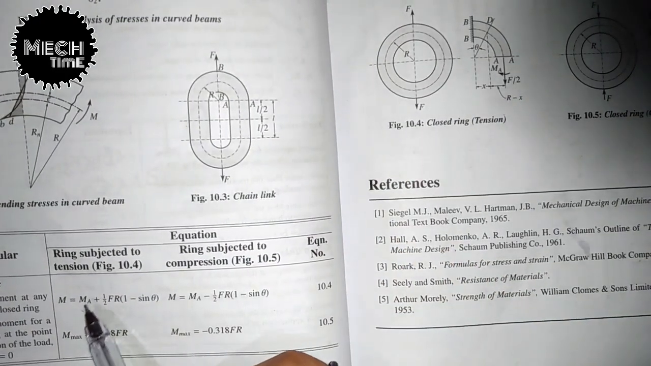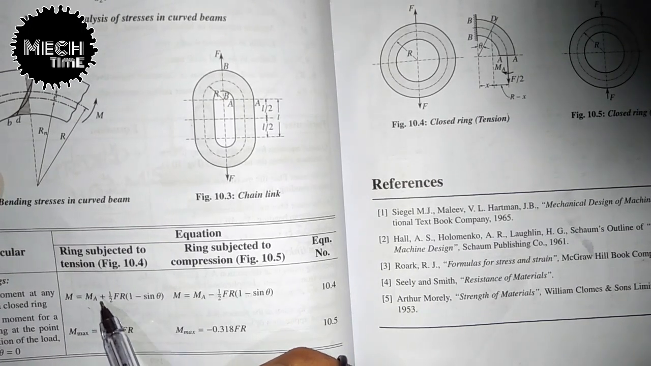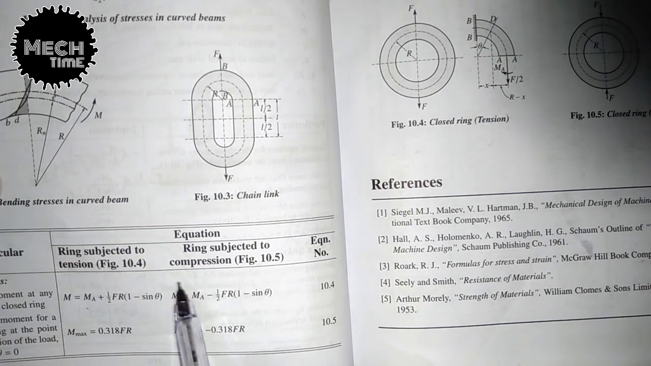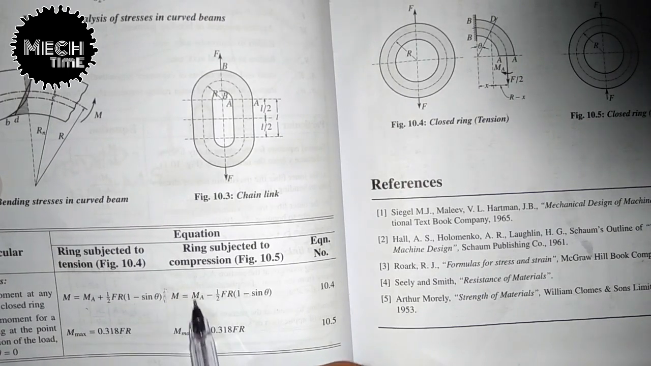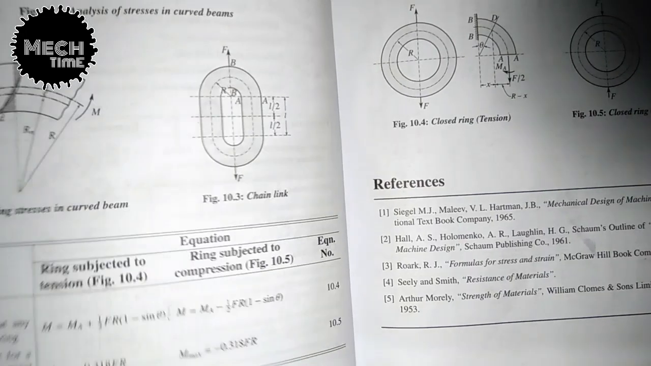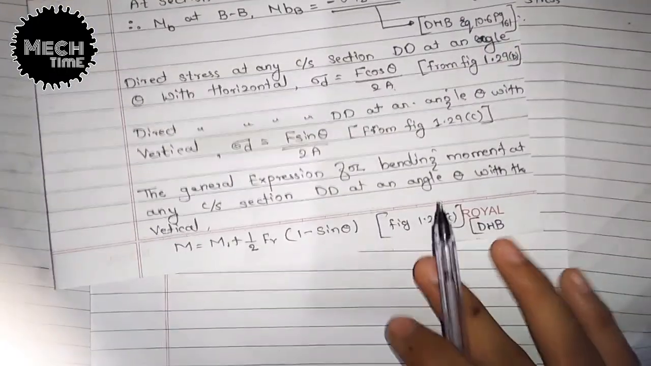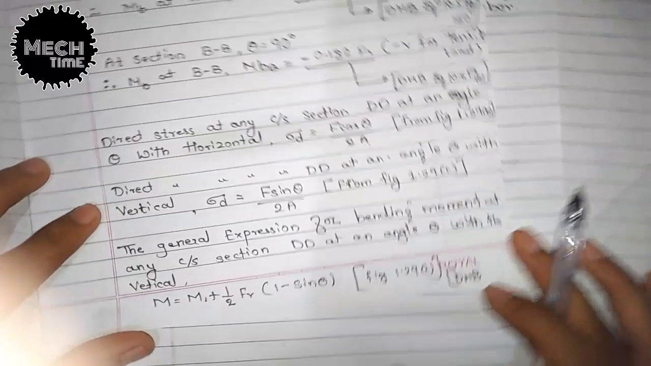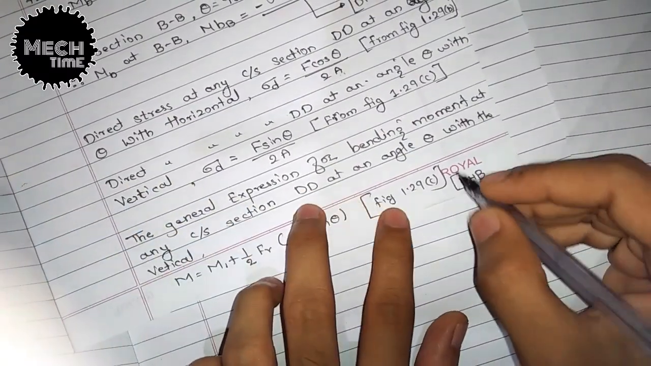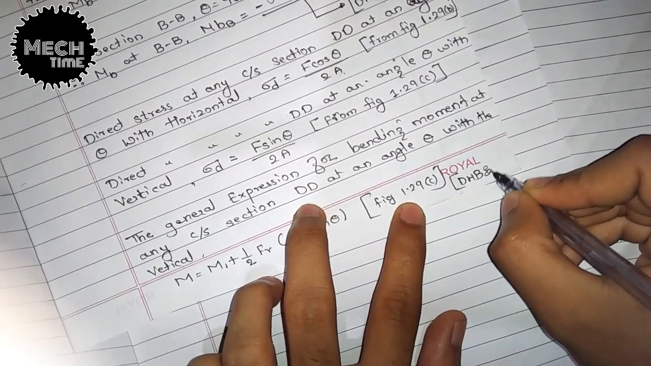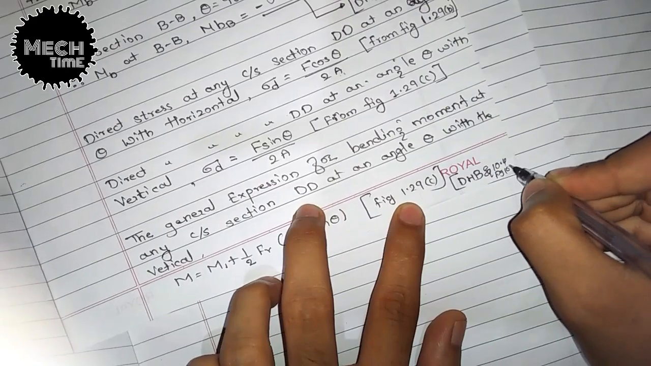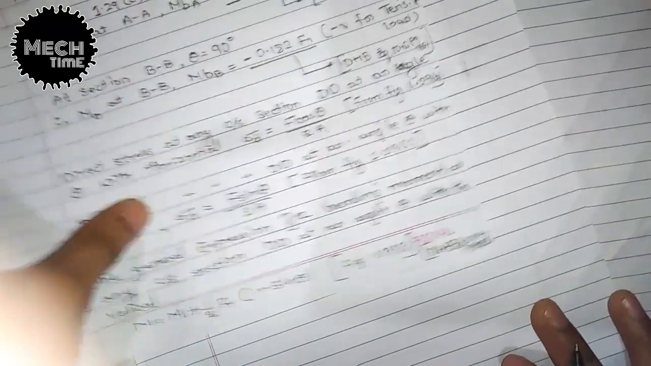Now, this M is equal to, this is the general expression. Please remember this, this is the general expression, and you need to write up to here only, no need to write this, because we are looking at tension. This is there in the data handbook, equation 10.4, page number 160.